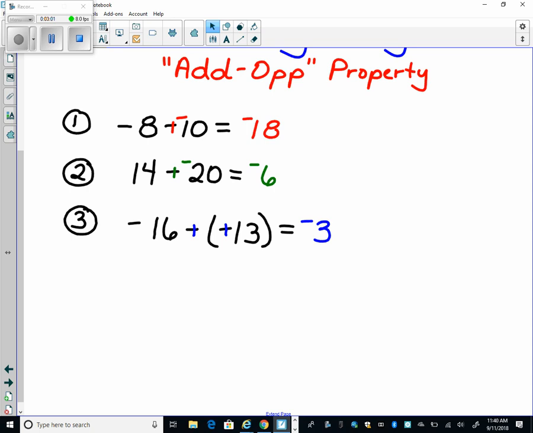One last point. If you notice the very first number, -8, 14, and -16, you never change the sign of any of those numbers, and you never will. The very first number, the sign always remains the same.